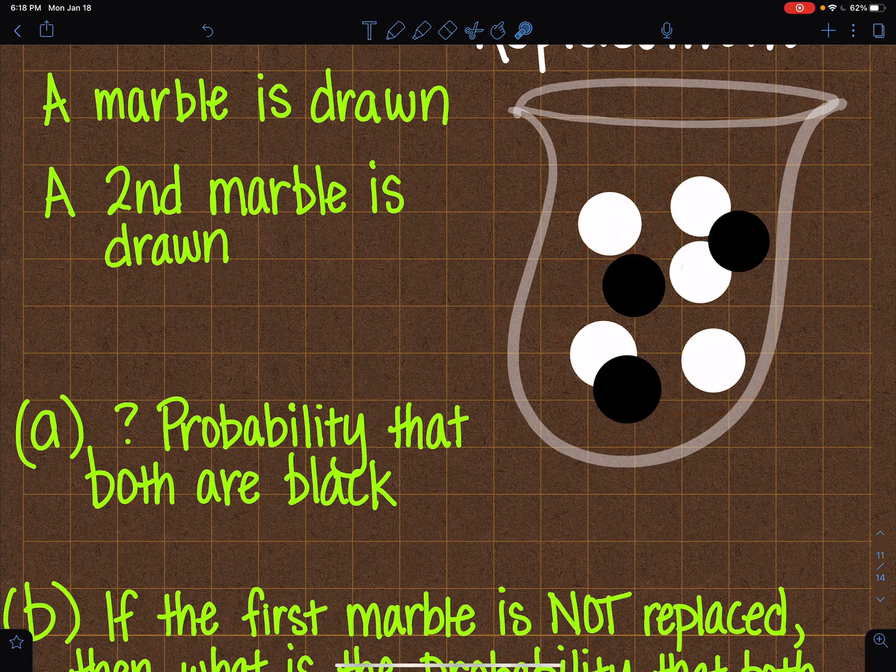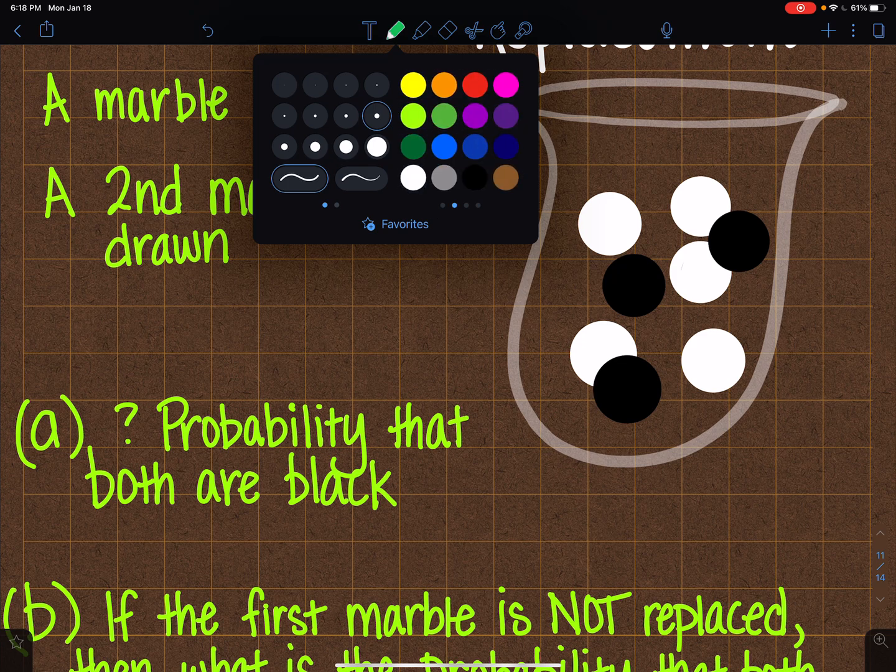So here's the problem. An urn contains 3 black marbles and 5 white marbles. A marble is drawn at random and then replaced. A second marble is randomly drawn. What is the probability that both marbles are black?